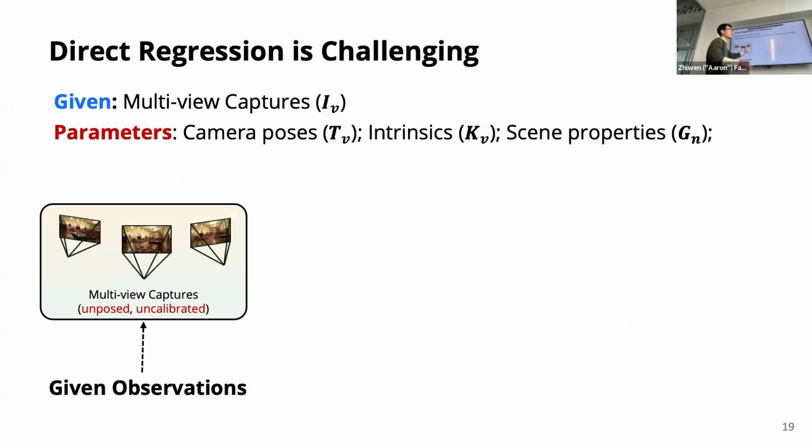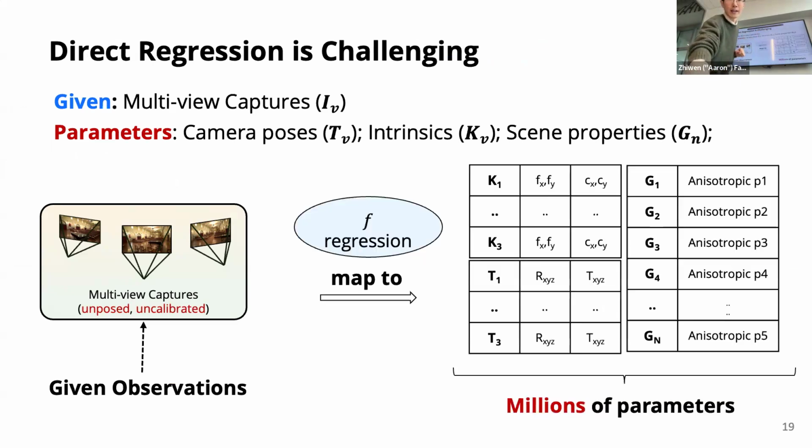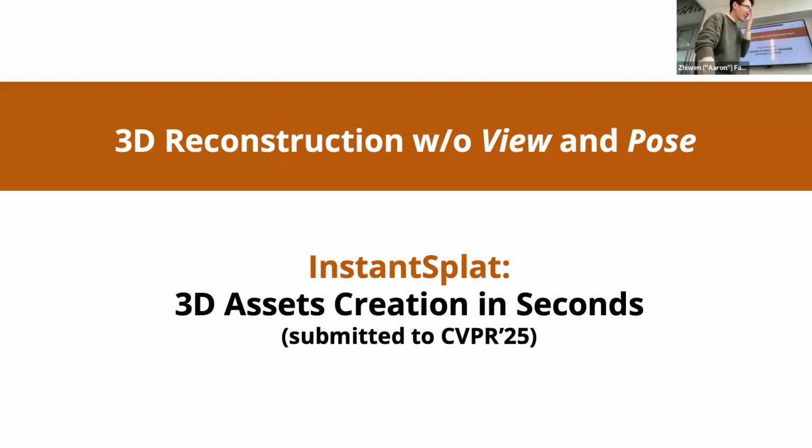So given images, since we don't know any other information, we only have the pixel intensities. And we are going to estimate so many parameters. It contains the intrinsics, it contains the extrinsics, it contains the scene parameters. So we have millions of parameters to estimate based solely on the image observation. That's quite difficult. So this comes to my another work called InstantSplat.